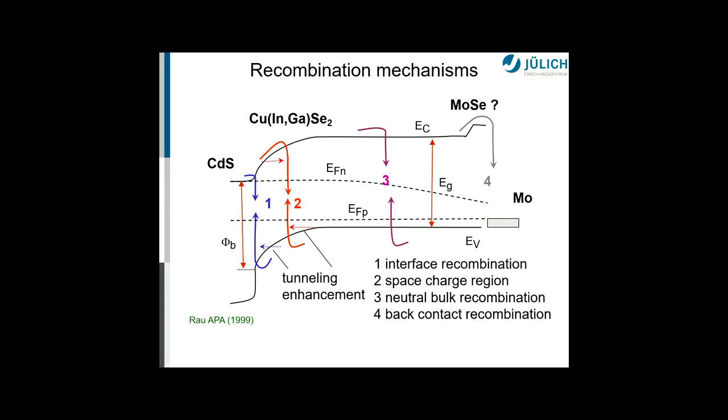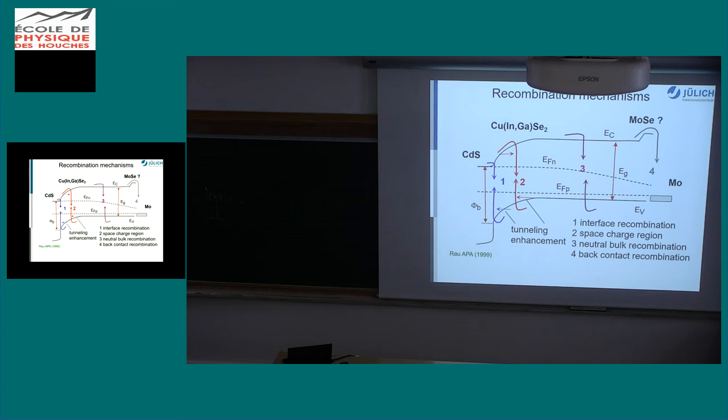So, now going to the non-radiative recombination mechanisms very, very briefly. Again, here is a sketch for the case of CIGS. What you have here is different locations where you can have recombination: at the interface, in the space charge region, in the neutral bulk, and essentially also at the back. So that's a big question in CIGS research.